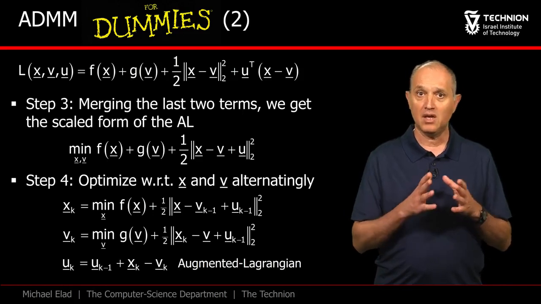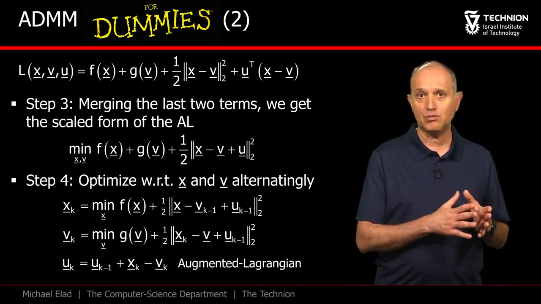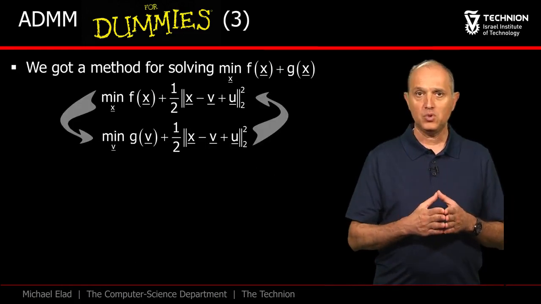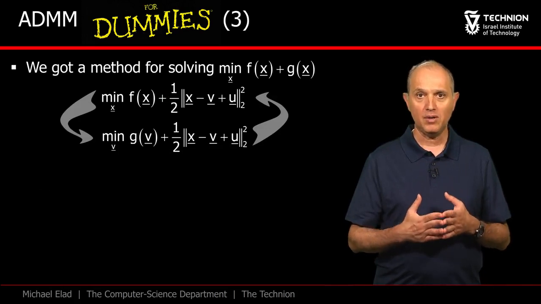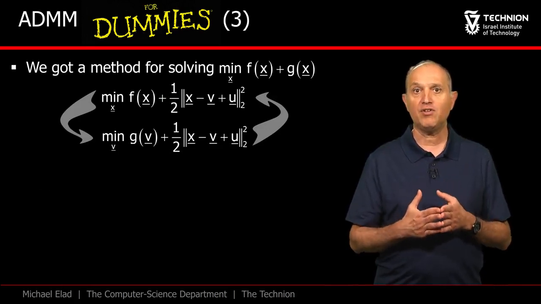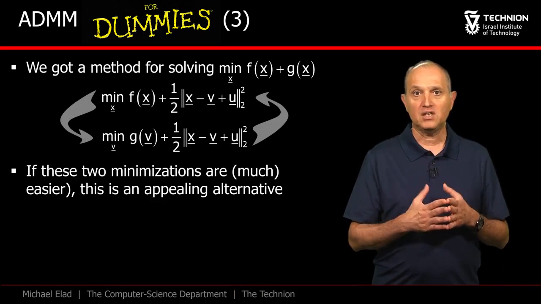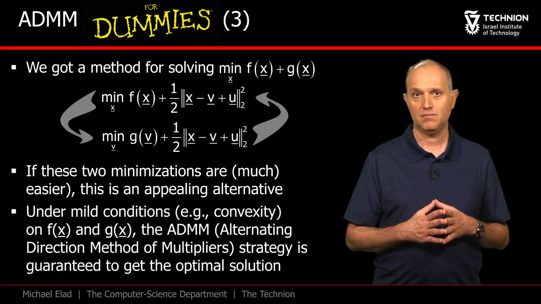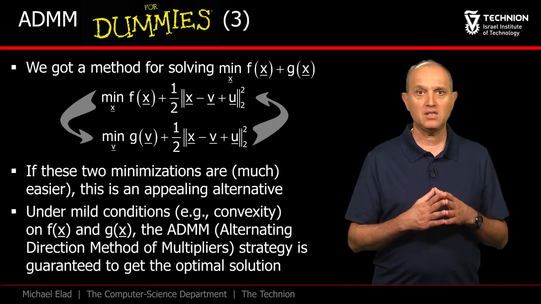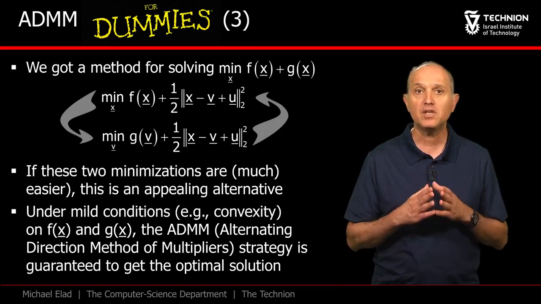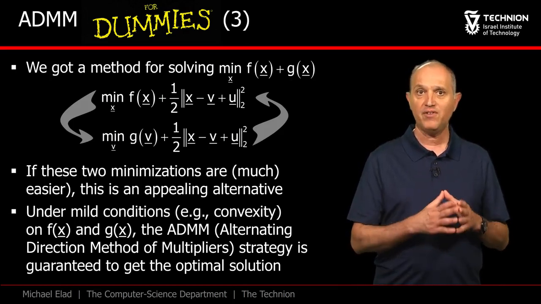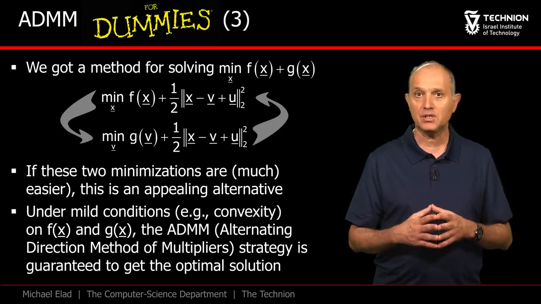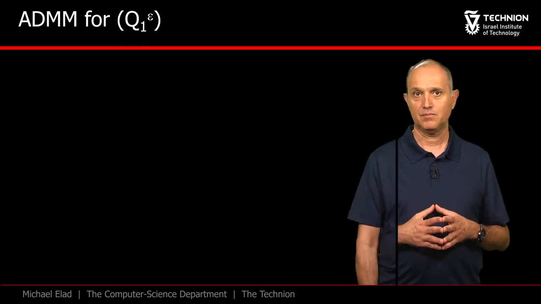We do have to update the Lagrange multiplier vector in each such round, and this update formula is taken from the augmented Lagrangian theory. This way, rather than solving the original problem, we replaced it by an iterative chain of alternative problems. If these alternative optimization tasks are much easier, the resulting algorithm is of interest to us. Theoretically speaking, the resulting algorithm is known to converge to the optimal solution of the original problem if f and g are convex. This is the ADMM strategy, alternating directions method of multipliers.